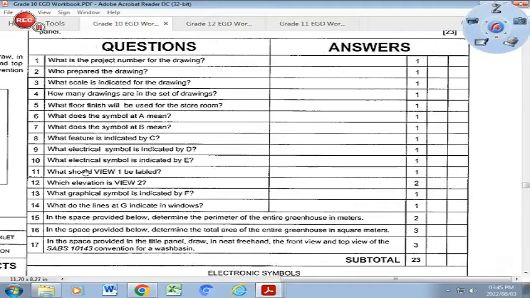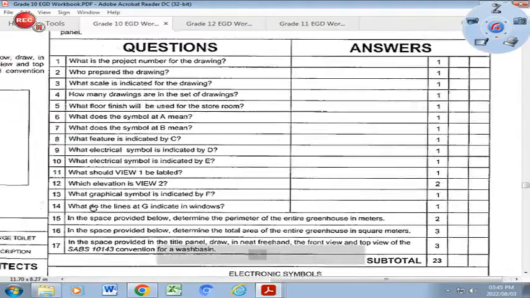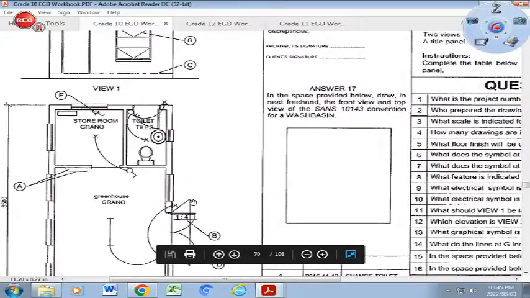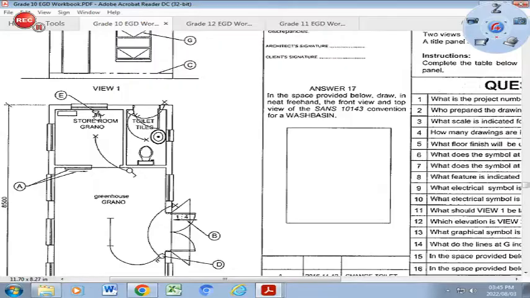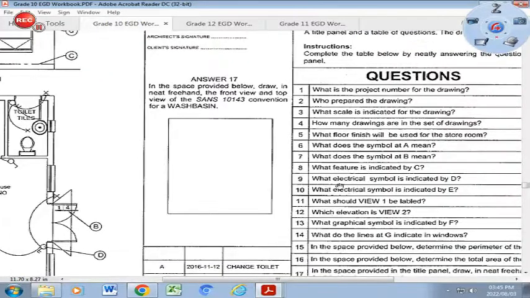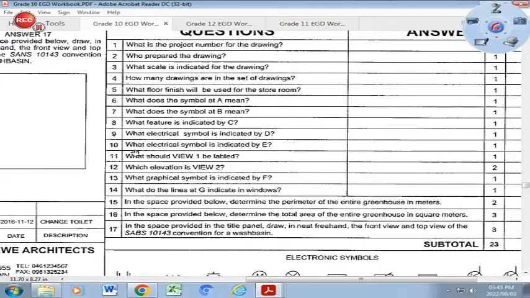Number 10, what electrical symbol is indicated by E? So if you look at E here, that is a switched wall socket. A switched wall socket. We go to number 11.